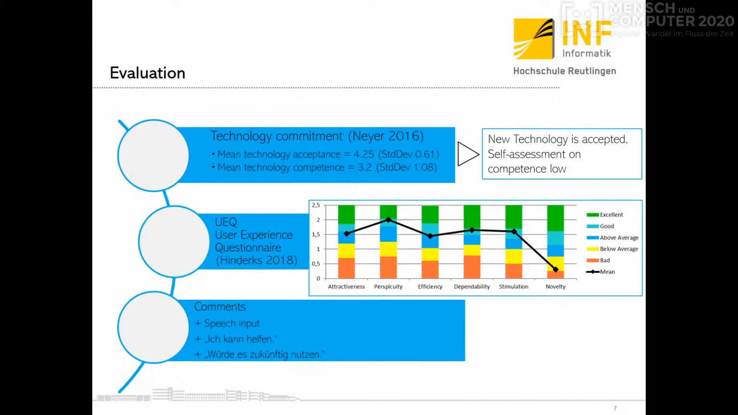The overall attractiveness is rated above average. Subjects found it easy and understandable to use. However, from a hedonic perspective, the novelty was rather poor and well below average. This result needs more investigation. For example, how can we cope with anxiety and technology competence versus expectations of innovative user interfaces?